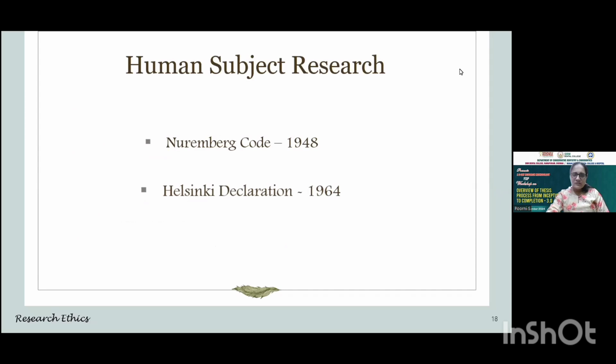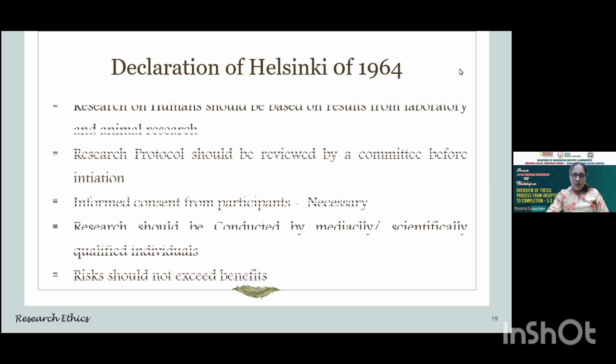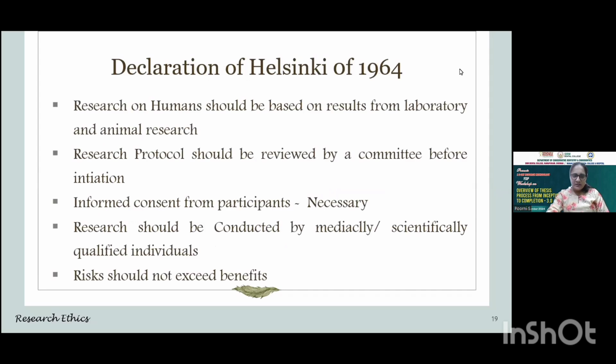So the second code is the Helsinki Declaration, which came into play in 1964. So what does the Helsinki Declaration say? It says that research on humans should always be based on the results from the laboratory and animal research. You cannot do a human research without testing it first in the lab and then on the animals. Only when a research is proved in the laboratory and animals, it can be progressed to the human research.